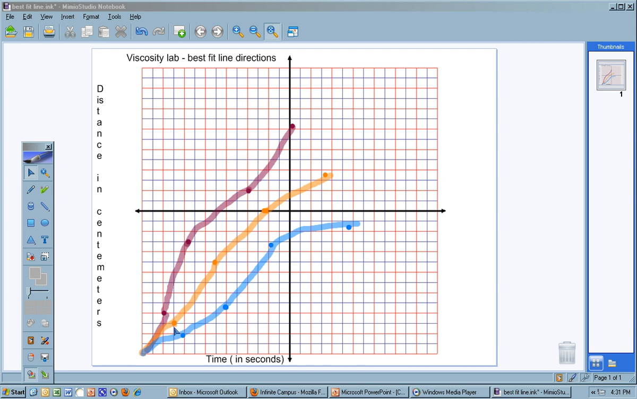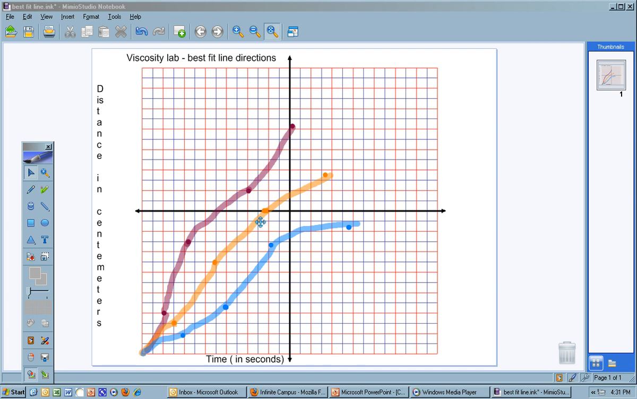Now I've actually used different colors because I didn't want to give away which one was the red and which one was the blue and which one was the green. So I picked purple, orange, and blue. That way you wouldn't know which one was fastest by watching this video.